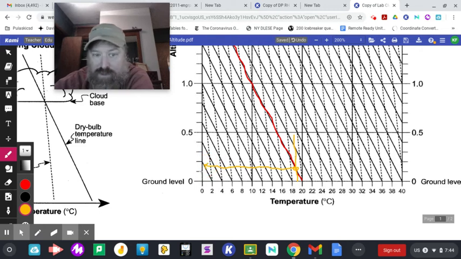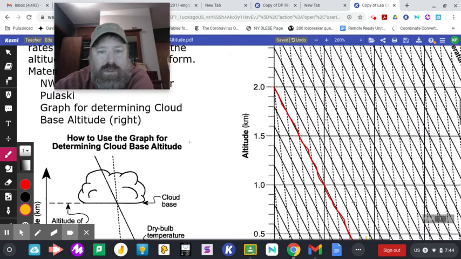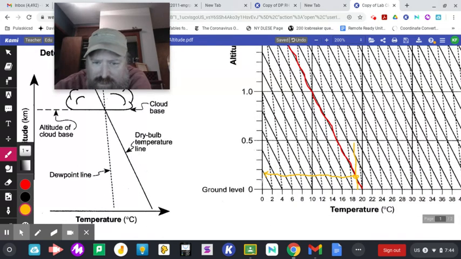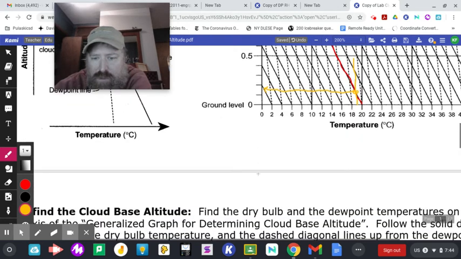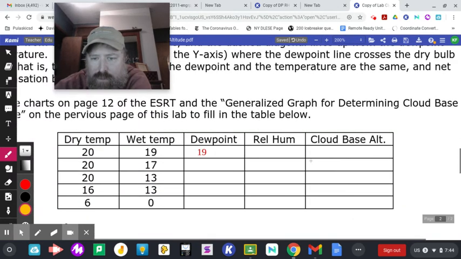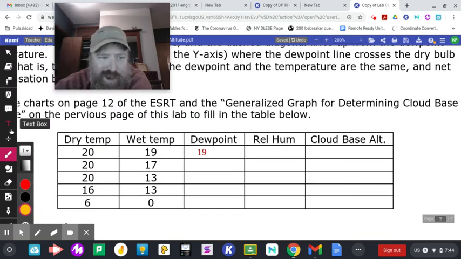That's how high in the sky the clouds would form. I believe this is in kilometers. Yep. So it'd be about 0.15 to 0.2 kilometers. We'll go 0.15. That's how high in the sky the clouds form.